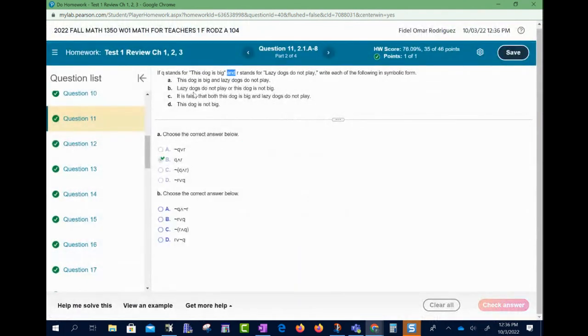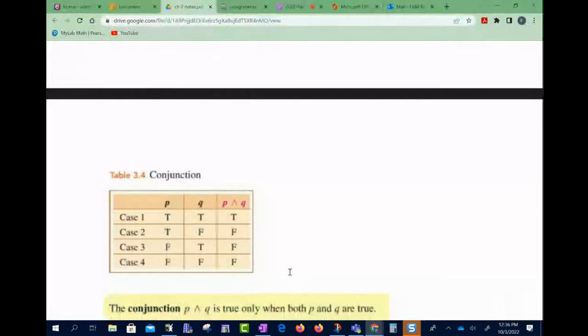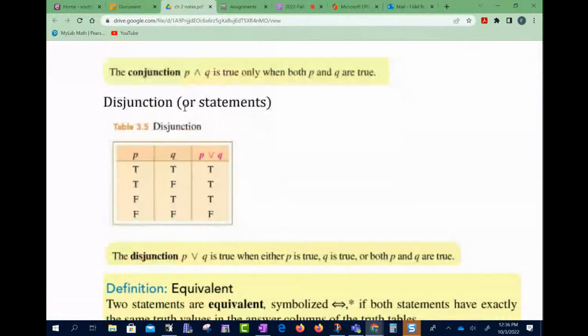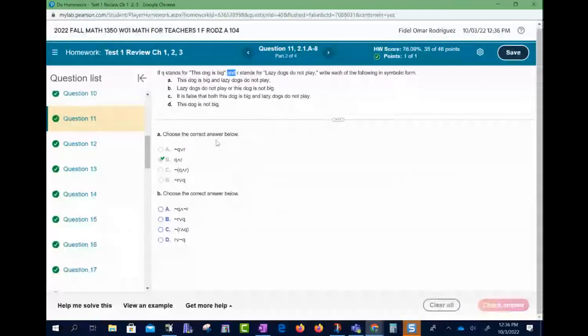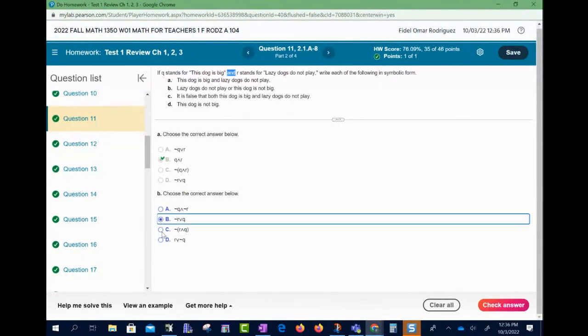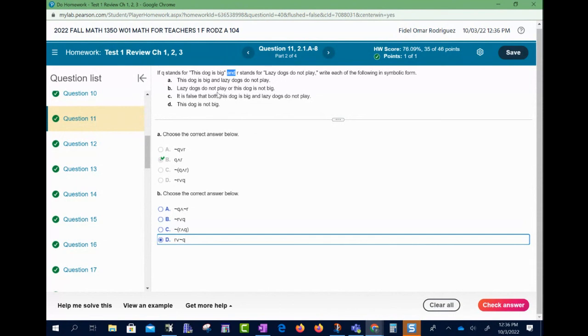Okay. Now, we're going to look at part B. Lazy dogs do not play. That's the letter R. Or the dog is not big. Okay. So look, y'all, I'm going to scroll back to my notes. Disjunction is the word or. Or is the one that has like the down arrow or the V. Okay. So look, let me come back to my problem. And I'm looking for the one that has the V. So I have two that have a V. I have either B or I got D. Those are my two choices.